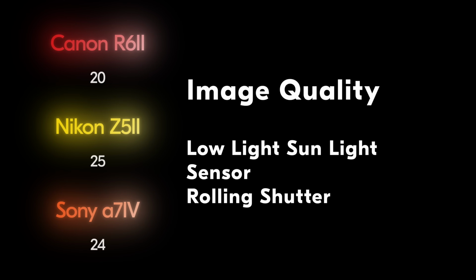Ultimately, image quality is made up of so many factors. Clearly the R6II offers the lowest quality of the three, and that's probably largely due to that front-side illuminated sensor. Then it's a tussle between the A7IV and the Z5II. From my perspective, the Z5II takes the lead due to the lens selection available in this particular test.